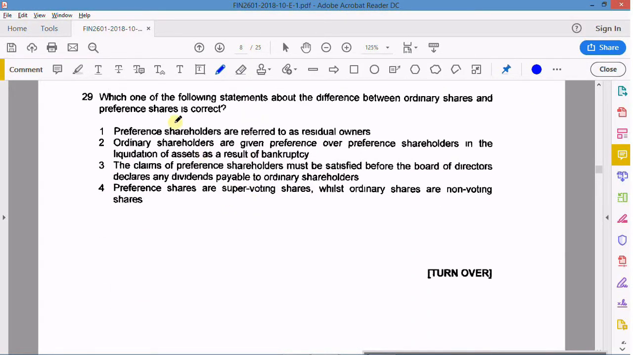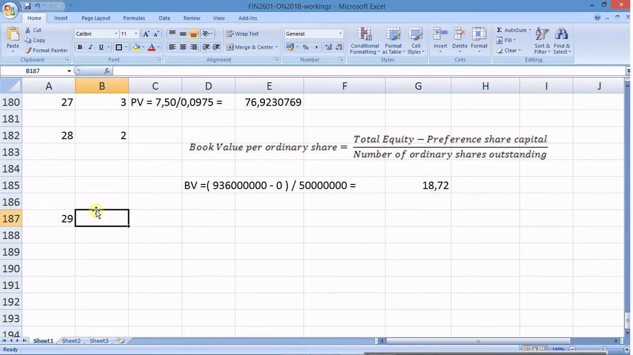Okay, theory. Which one of the following statements about the difference between ordinary shares and preference shares is correct? Preference shareholders are referred to as residual owners? No, residual refers to the ordinary. Ordinary shareholders are given preference over preference? No, it's the other way around. The claims of preference shareholders must be satisfied before the board of directors declares any dividends payable to ordinary shareholders. That looks good. Preference shares are super voting shares? No, sometimes they don't even have voting rights. Whilst ordinary shares are non-voting? Non-voting is really wrong, they have voting rights. So 3. Easy.